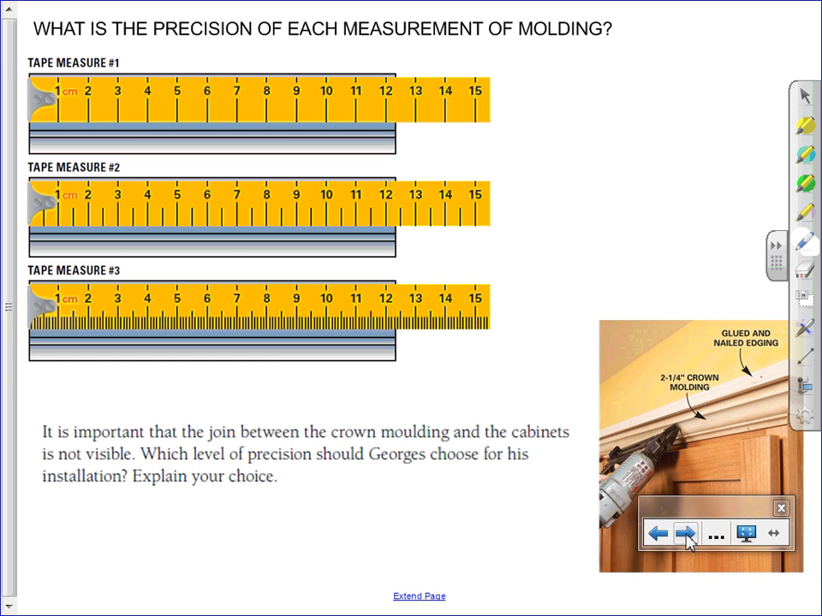Let's take a look at this situation. There's a piece of molding, which is, if you look at the diagram or the picture on the bottom right here, molding can be crown molding or just regular molding. It's just put up to kind of cover seams when you are finishing a room. And you can see the rulers here, the tape measures, have different accuracies. So which one is more precise? Which one has more precision? And you can see the ones with more markings allow you to be more precise.